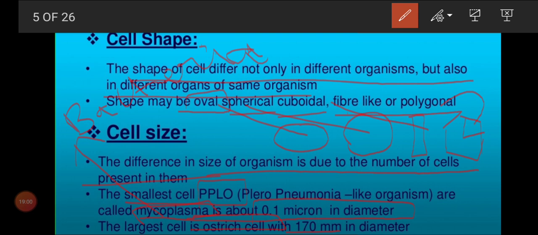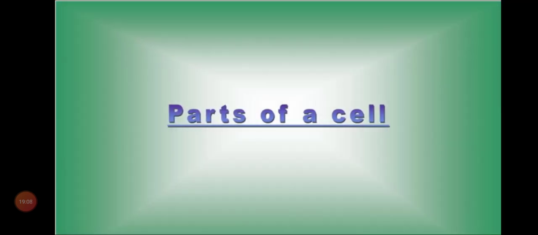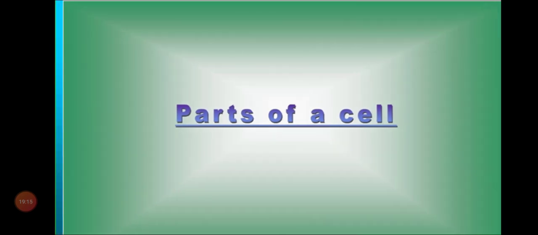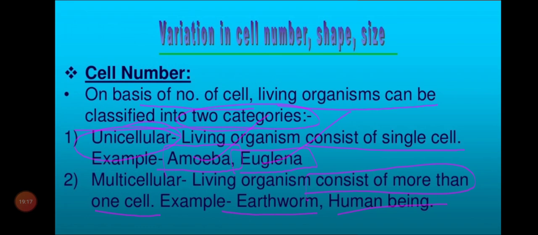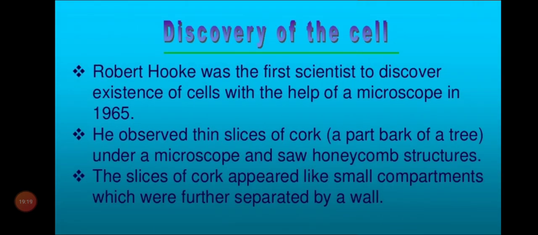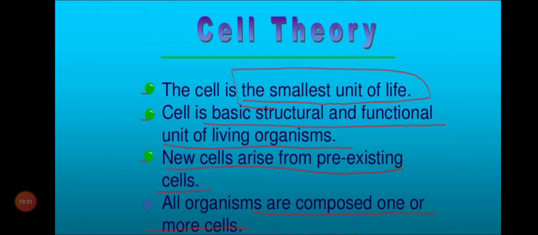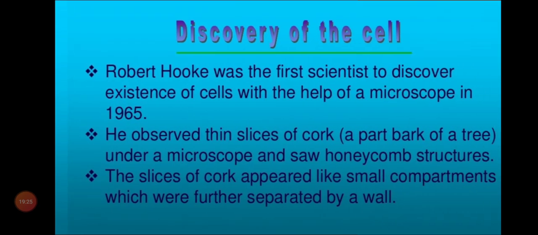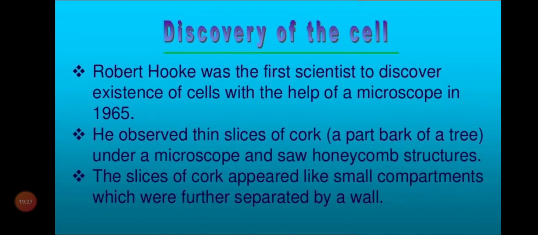Is that clear, children? So now we saw cell number, cell shape and cell size. Next we'll move on to the next slide. Next parts of the cell we'll learn in the next class. So till now what we have learned? We have learned what is cell theory, and second, who discovered the cell and how he discovered the cell.